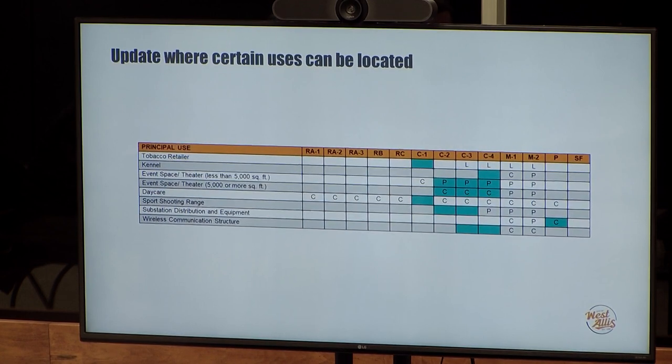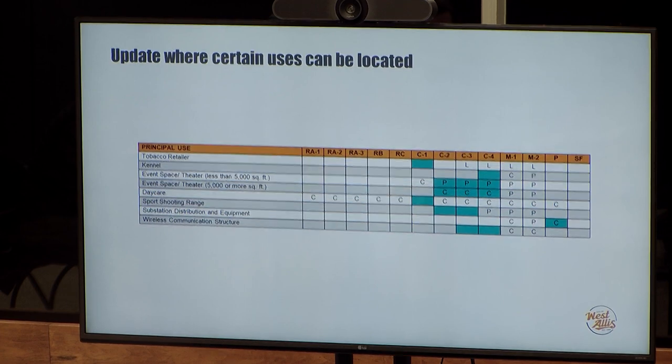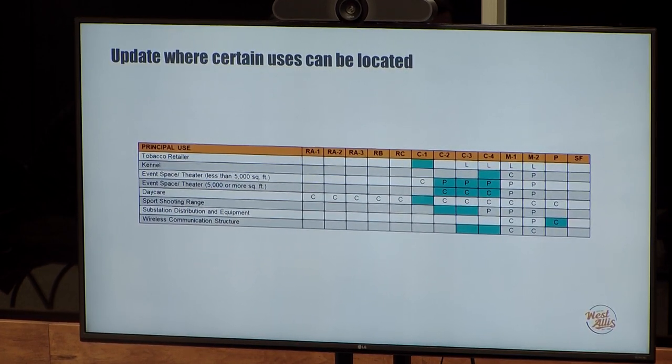We're also updating where some of these uses can be located. So I'll just go down the list of the most important uses. So tobacco retailer, we're not permitting that in the C1 district. Kennel will be removed from the C4 district, not permitted. Event space and theater, smaller ones, less than 5,000 square feet, will be permitted in C2, C3, and C4. And larger theaters will be a conditional use in C2, C3, and C4. Daycares were permitted in the downtown, and we are removing that.